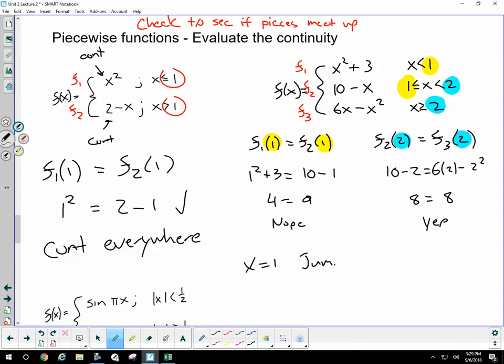So figuring out that at 1 they don't meet up, the x squared plus 3 and the 10 minus x, I know that x equals 1 is a jump discontinuity. Or it's a non-removable jump discontinuity.